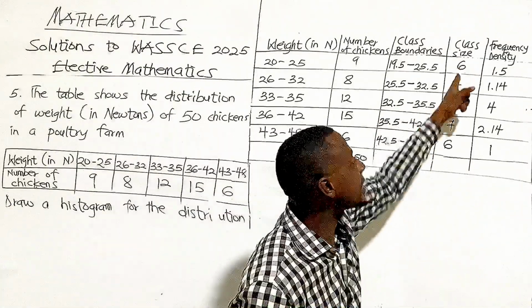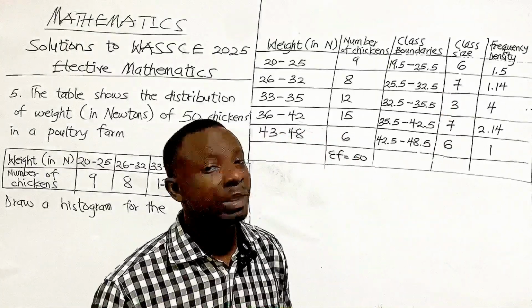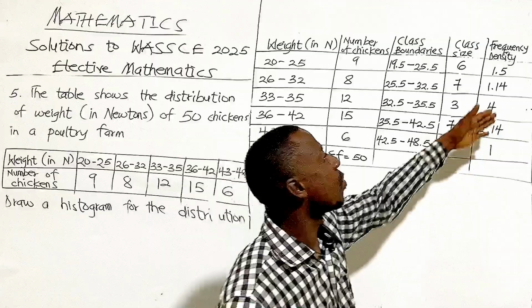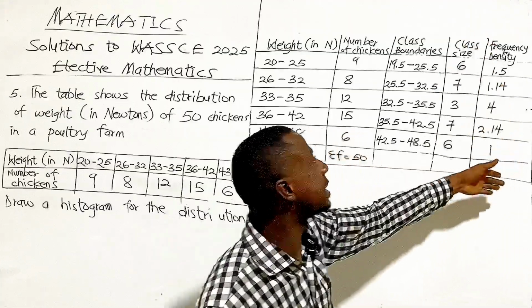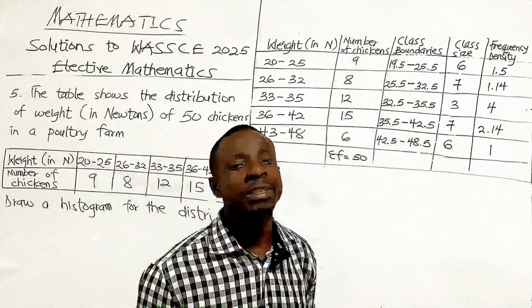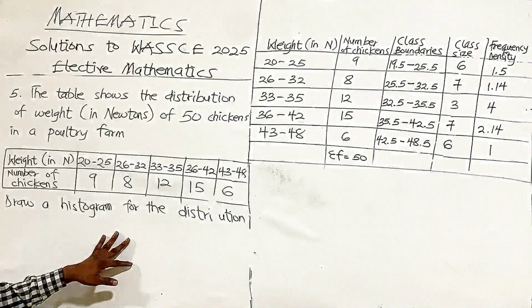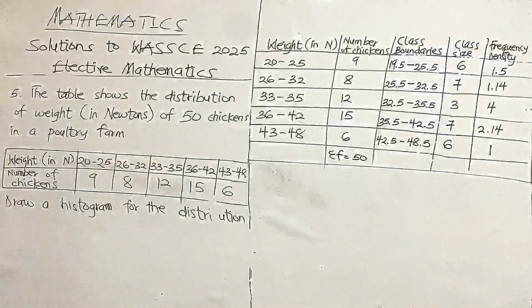Because the class sizes are not the same, we are going to plot the frequency density against the class boundaries for the histogram. So now we are going to continue from here.